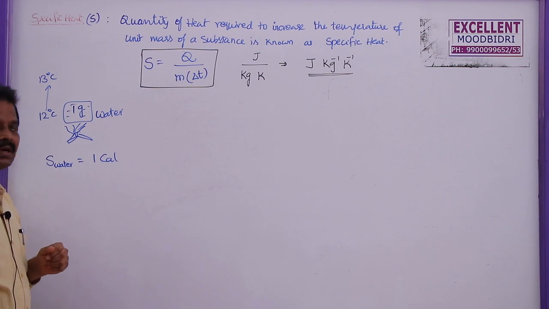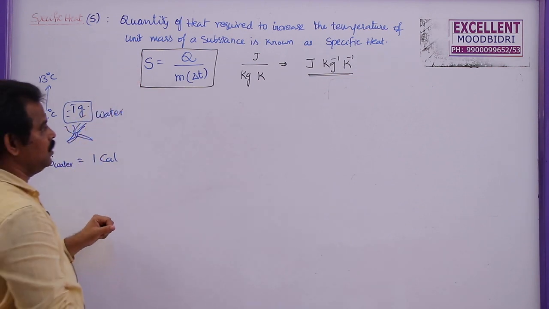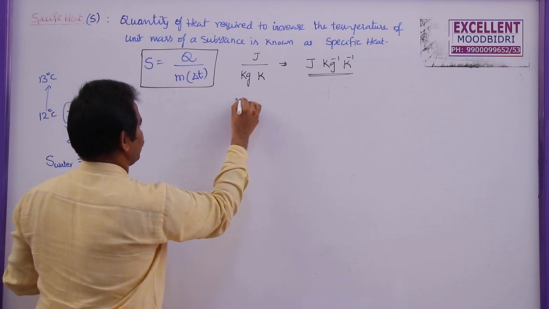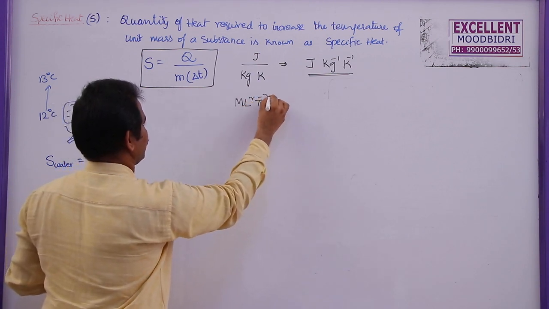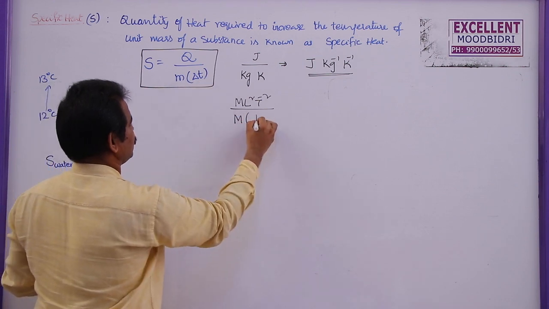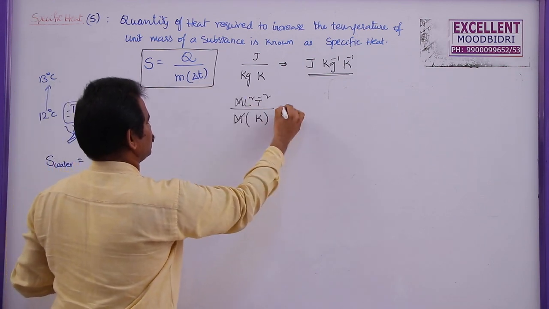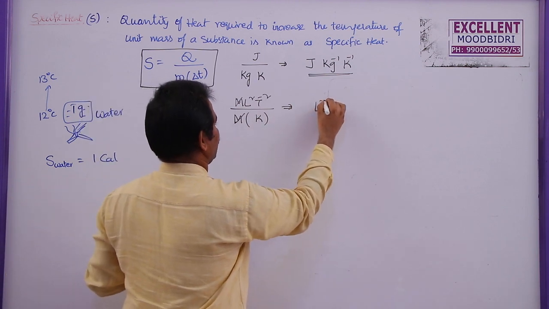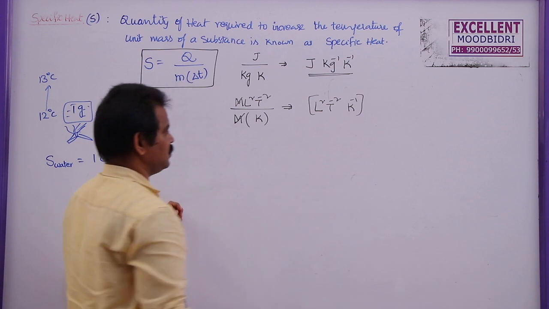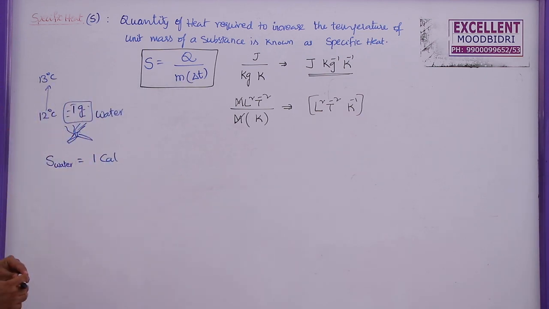Now, what is the dimension formula for specific heat? The dimension formula for energy is ML²T⁻², divided by mass M and change in temperature. So from this you can write L²T⁻²K⁻¹ as the dimensional formula for specific heat.